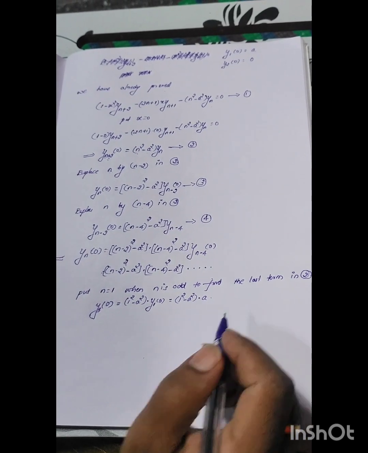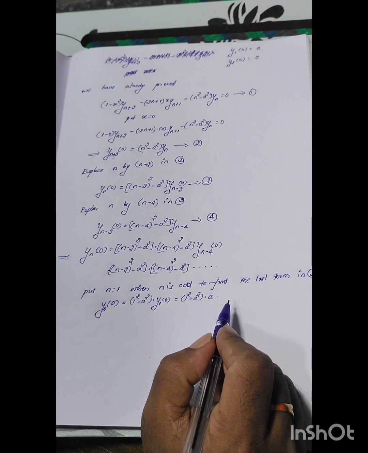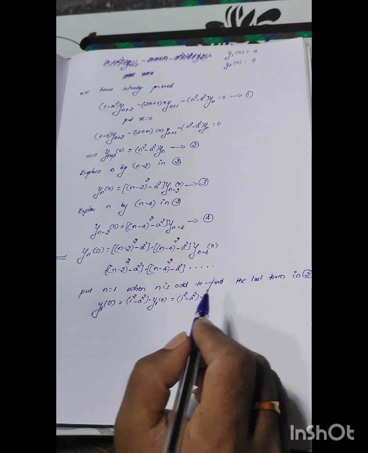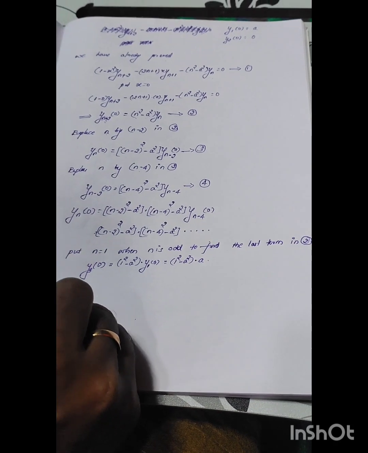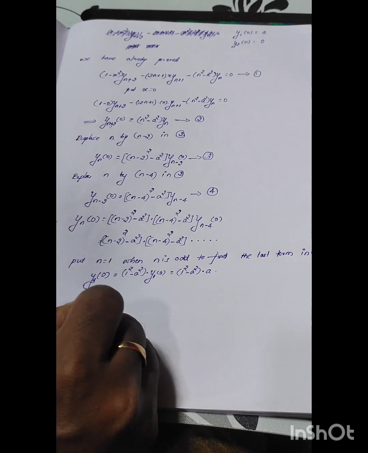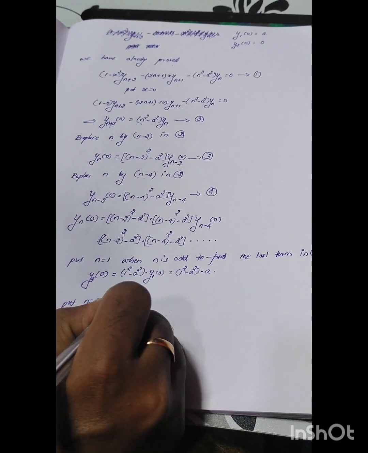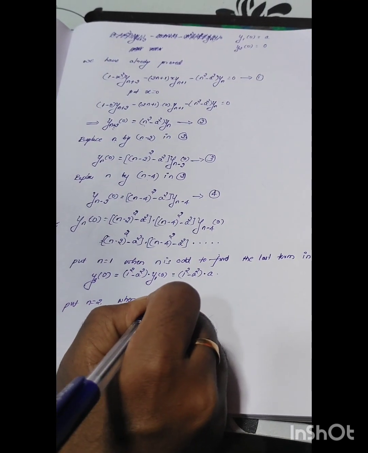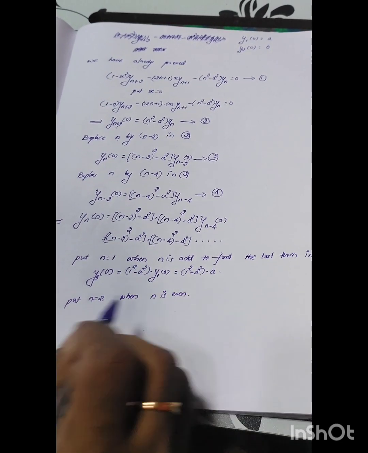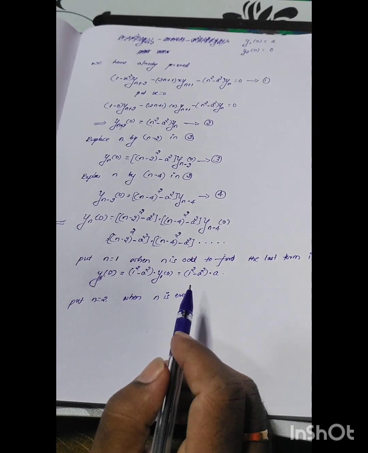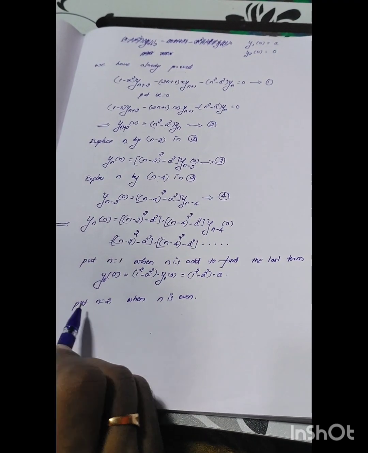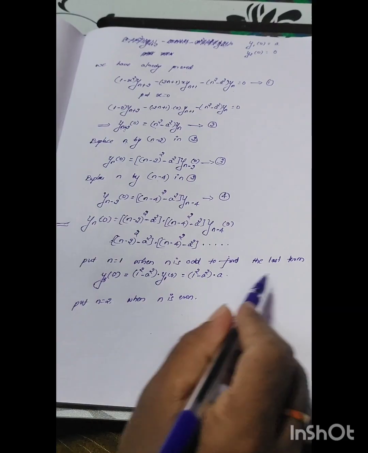when n is odd, and when n is odd we have to replace n by 1. Okay, this is the last term when n is odd. Now in order to find the last term when n is even, we need to put n equal to 2 in the same equation number 2.